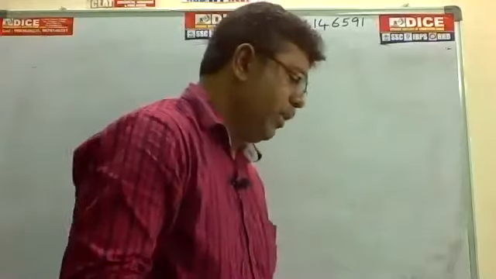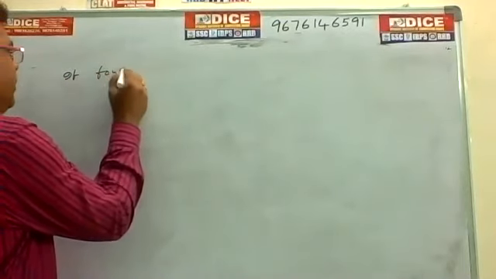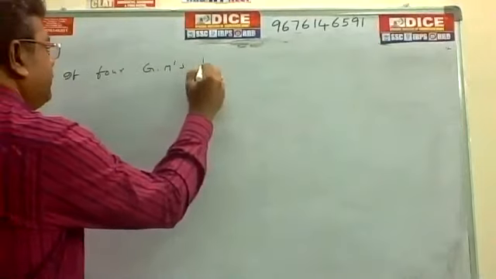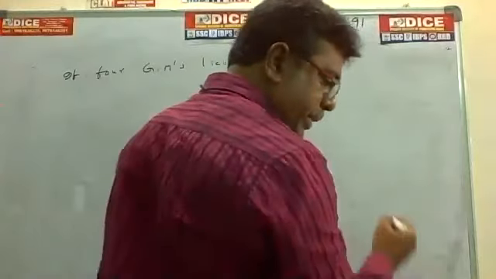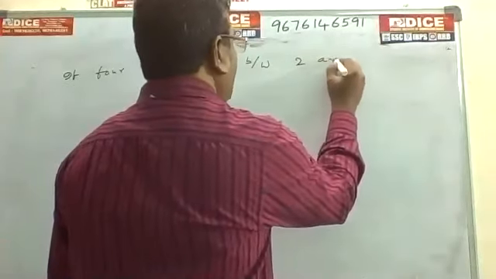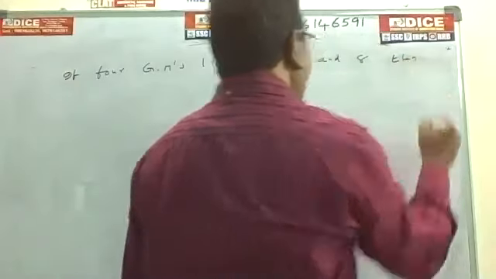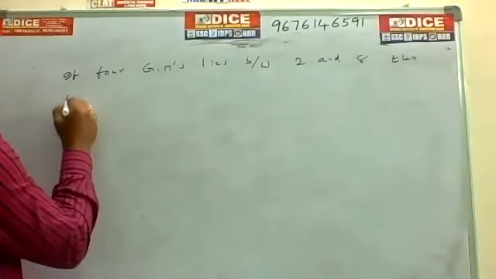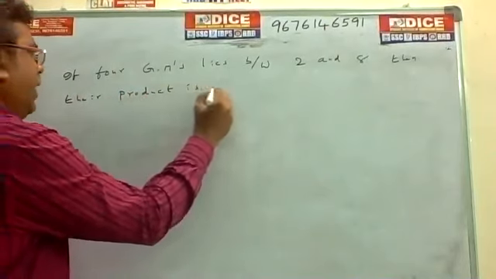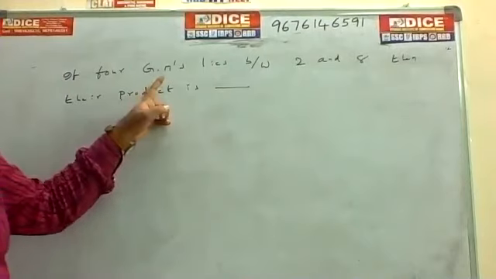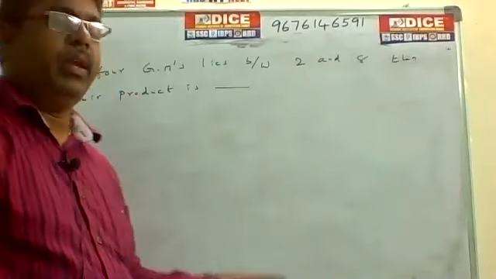Write the problem, last one. If 4 GMs lie between 2 and 8, then their product is dash.